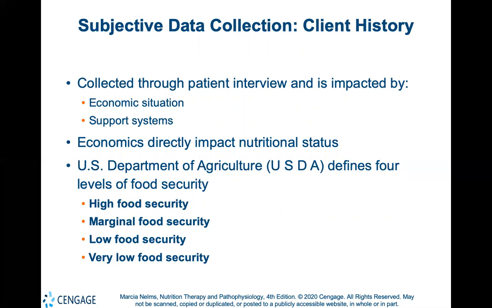Low food security. Households reduced the quality, variety, and desirability of their diets, but the quantity of the food intake and normal eating patterns were not substantially disrupted. Very low food security. At times during the year, eating patterns of one or more household members were disrupted and food intake reduced because the household lacked money or other resources for food.